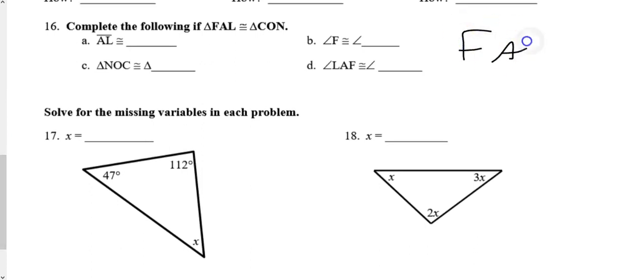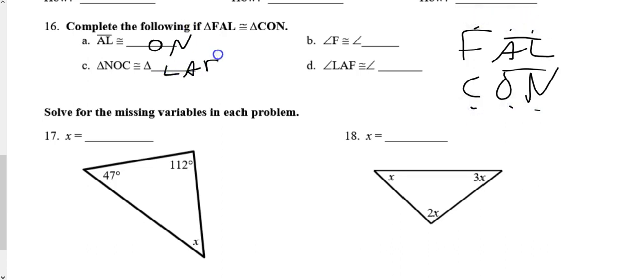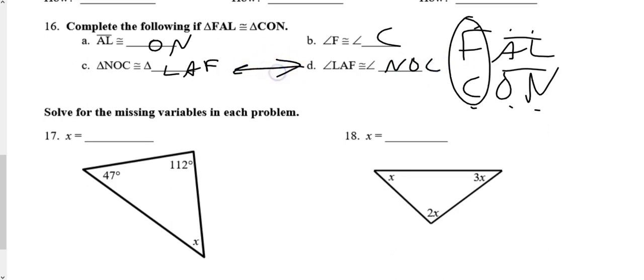Complete the following. Falcon. F-A-L-C-O-N. AL is congruent to ON. NOC, NOC. LAF. Sorry, the board's a little bit off. I got a new computer, so. F congruent to C. And LAF, well, we just did that one. Triangle and angle, the same thing, is NOC. These two are the same, just backwards.